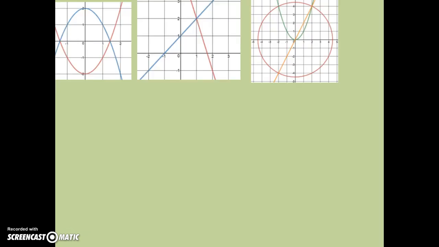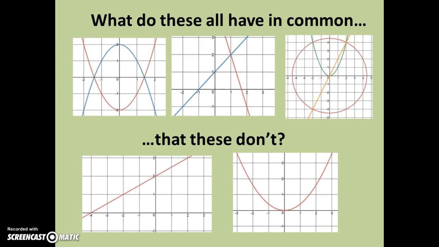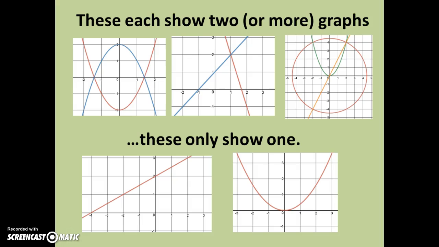So the question asks, what is a system of equations? Well, what do all these things have in common that these don't? If we look at those top graphs, you notice that there's something very different about the top three than there is about the bottom. What is that? Well, on the top, each of these shows two or more graphs. The ones at the bottom only show one. And that's one of the foundations of what a system of equations is. On a coordinate plane, a system of equations shows two or more graphs.